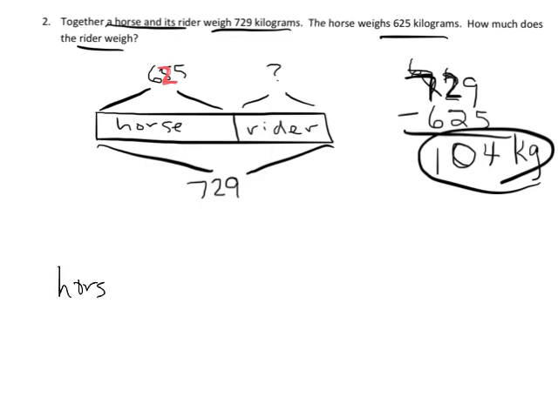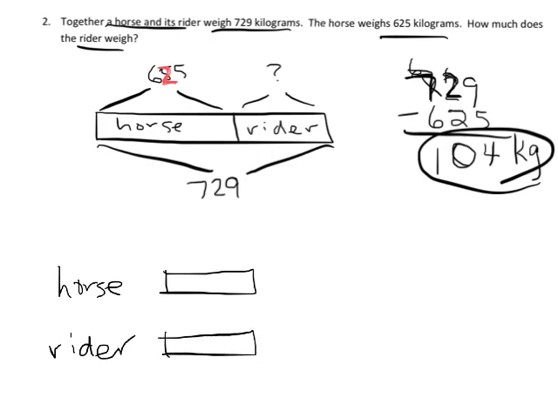You label, you have a horse, and you have a rider. There's our two subjects. And you begin by drawing each of them, the bars the exact same length, and then you label. And it says the horse weighs 625 kilograms, so we're going to label this 625. And then it says together these two bars weigh 729. And then how much does the rider weigh?